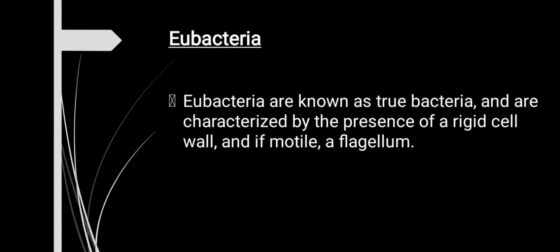Eubacteria are called true bacteria, and they are characterized by the presence of a rigid cell wall, and if motile, they have a flagella. So these are the general characteristics of eubacteria. They have a rigid cell wall, and if they are motile, they have a flagella.